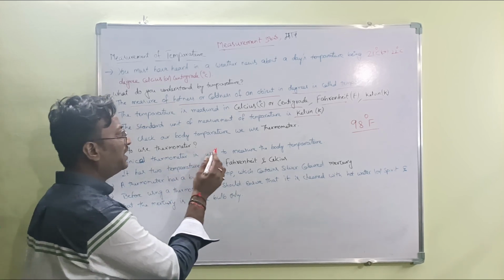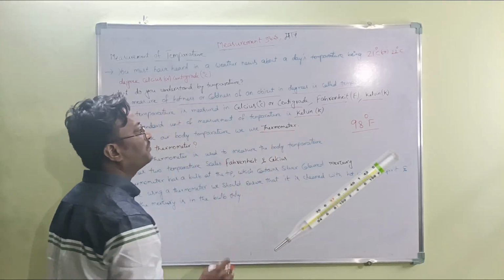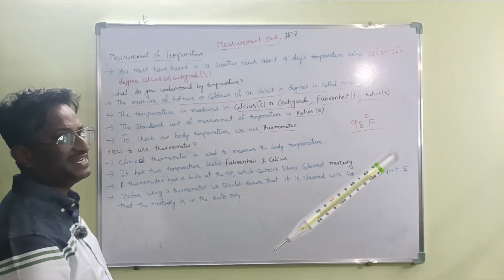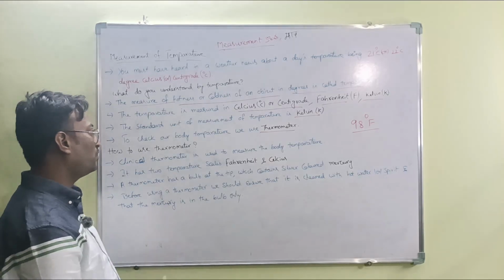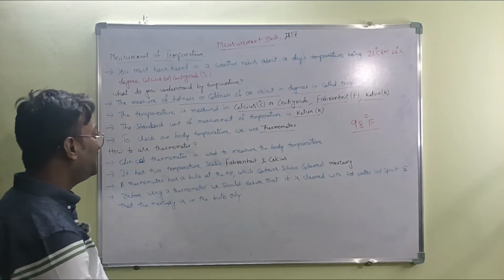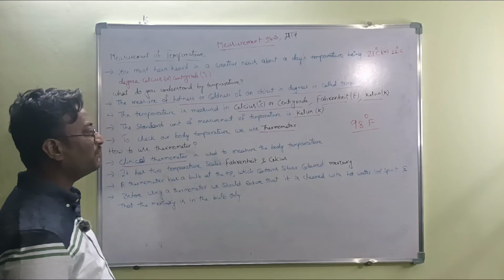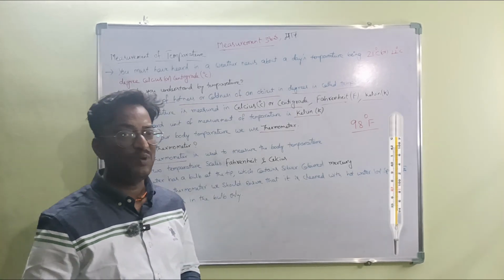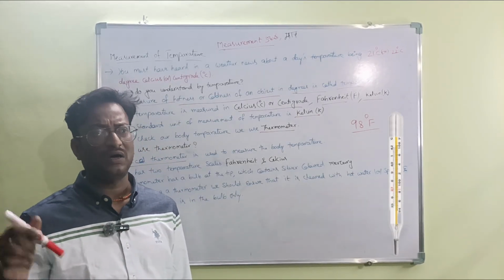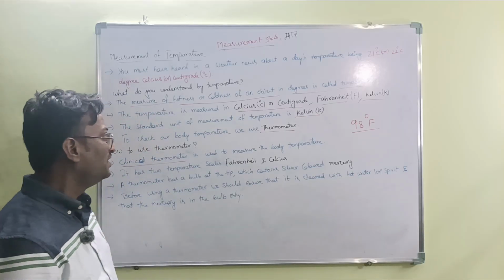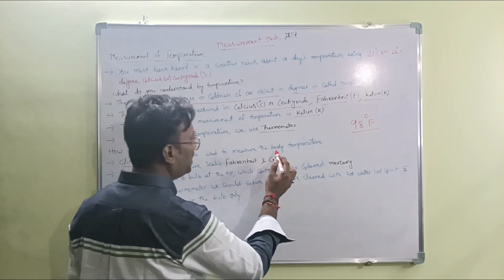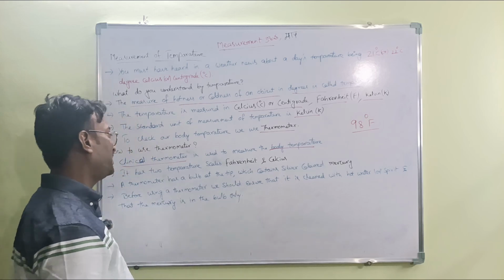To check our body temperature, we use what? Thermometer. It is an instrument used to measure the temperature. How to use a thermometer? See now. Clinical thermometer. What is a clinical thermometer? It is the thermometer generally used by doctors to measure the body temperature of the patient. So, a clinical thermometer is used to measure the body temperature.